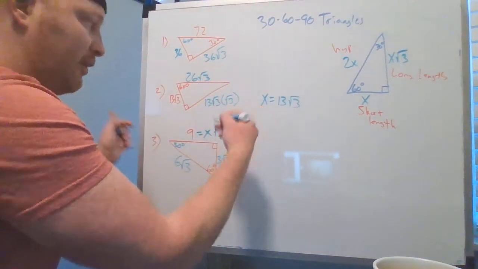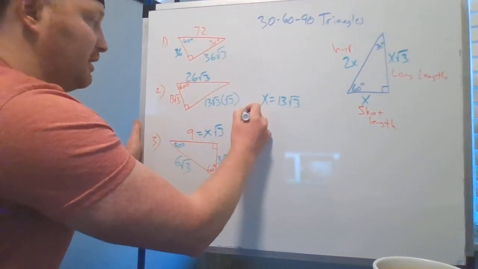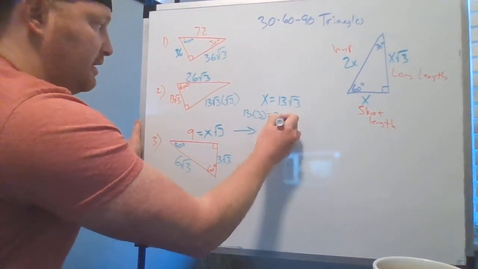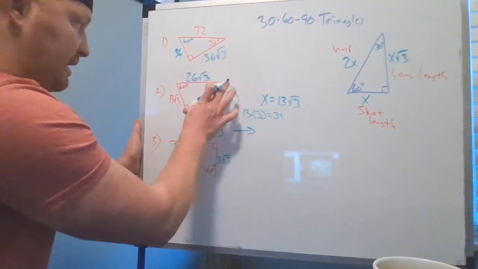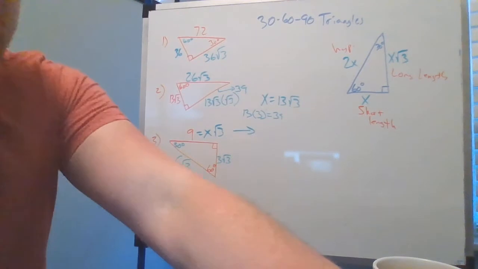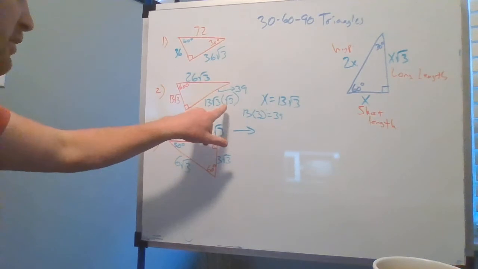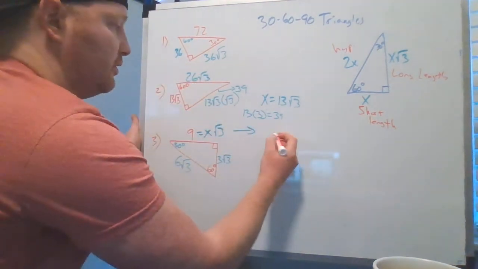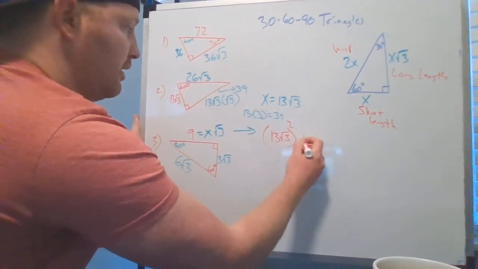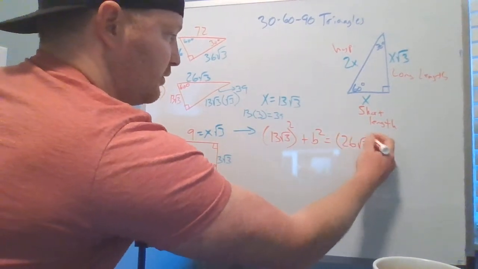And now I'm carrying this out, and I'm going to prove that this is true. Well, this says radical 3 times radical 3, which is 3. So this ultimately says 13 times 3, which is 39. So let's prove that this length right here is equal to 39, and I'll prove that true by using the Pythagorean theorem. So here we go. I'm going to do a squared plus b squared equals c squared. So 13 radical 3 squared plus b squared equals 26 radical 3 squared.